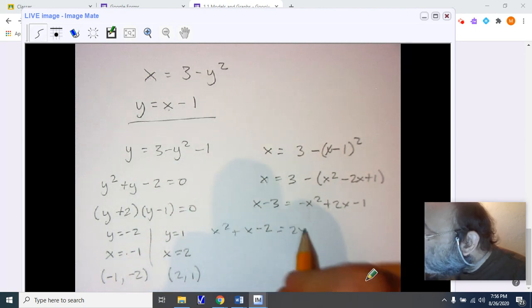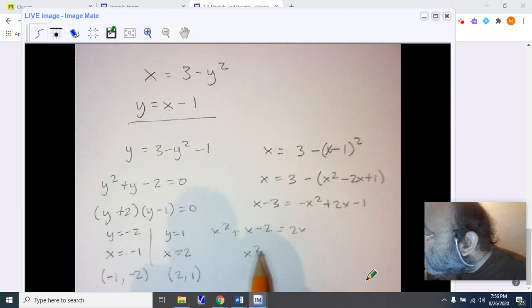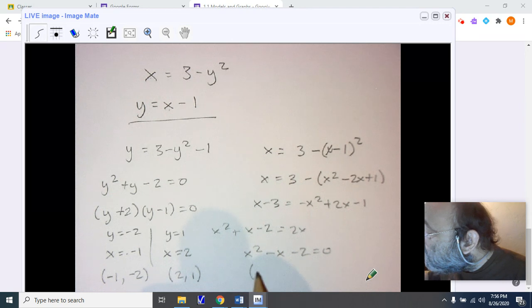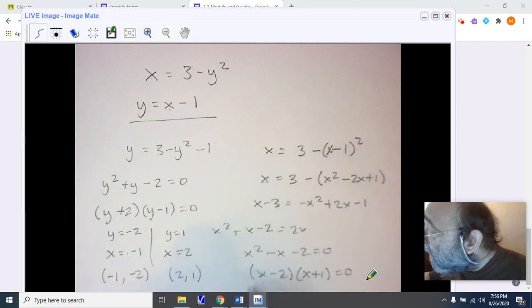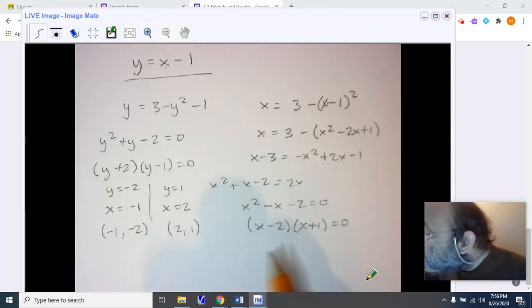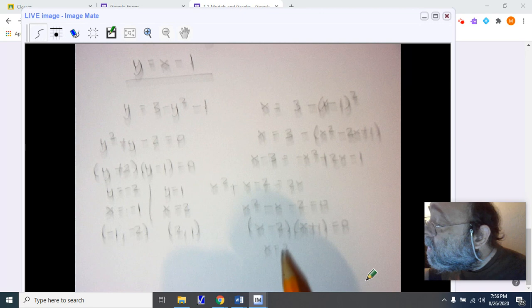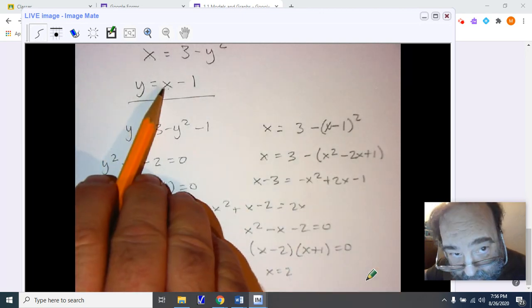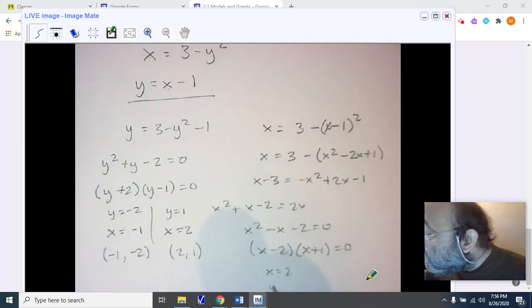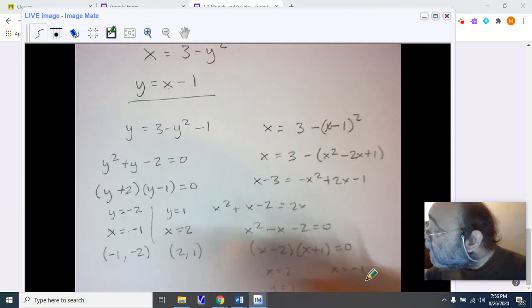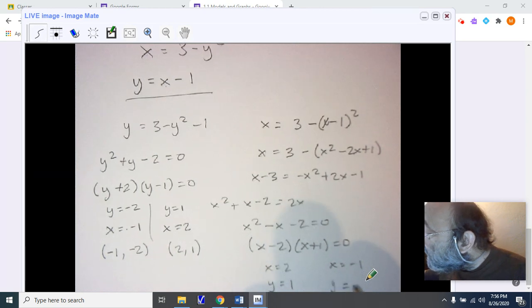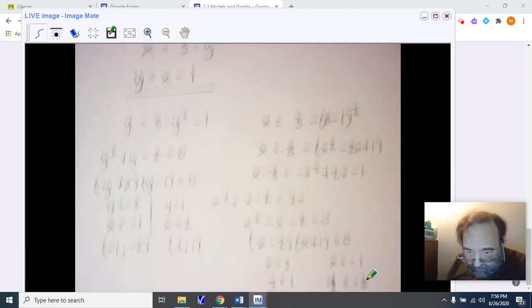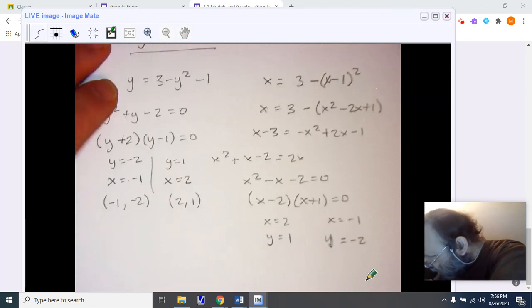Notice I still have a 2x. And that gives me x squared minus x minus 2 equaling 0. And this can then be factored into an x minus 2, x plus 1. And now I have a similar situation. Notice that if my x is equal to a positive 2, I can now put that x in right here, and I get y equaling 1. If my x equals a negative 1, I put it in, and you'll notice that I get y equal to a negative 2.